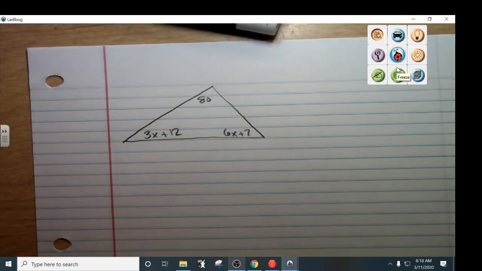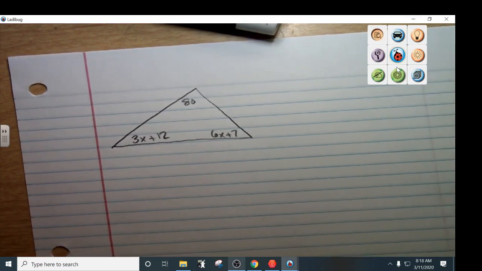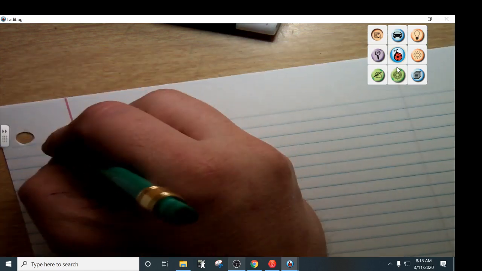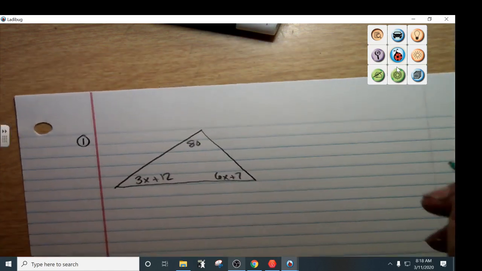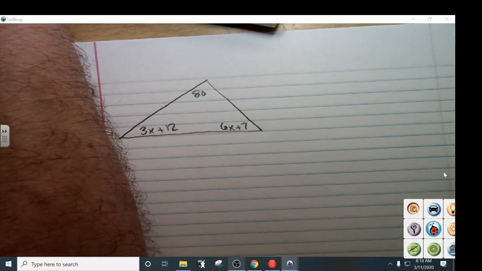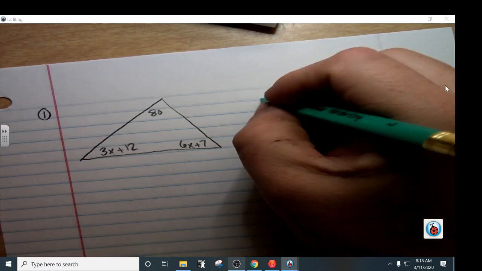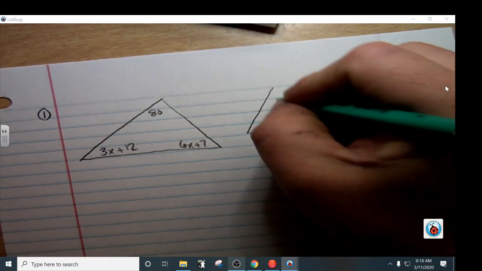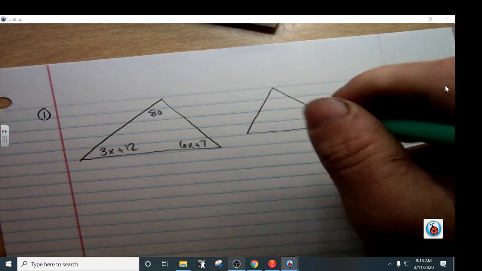Okay, guys, let's look at the first six. These should be fairly simple for you. Now, the first six of these is the triangle sum theorem, and I'm going to draw this over here. This is kind of like a rule or a theorem.